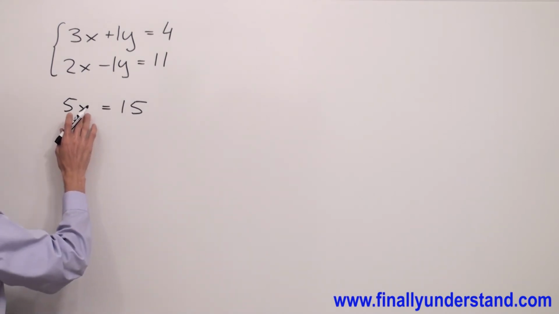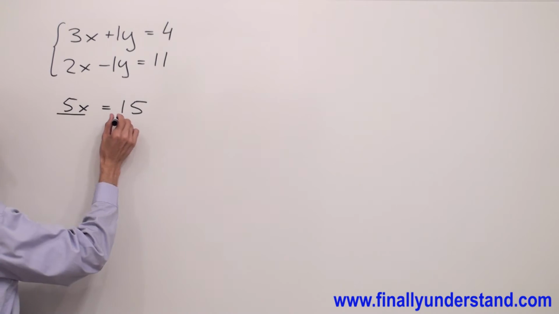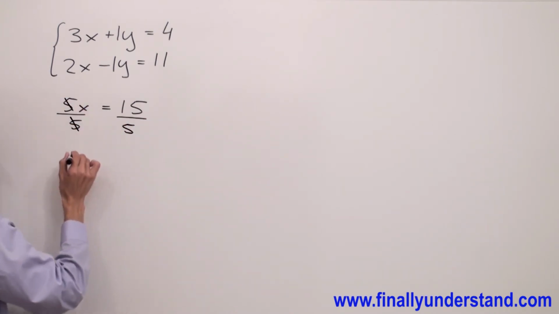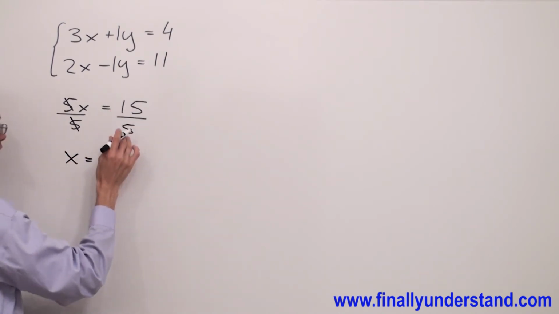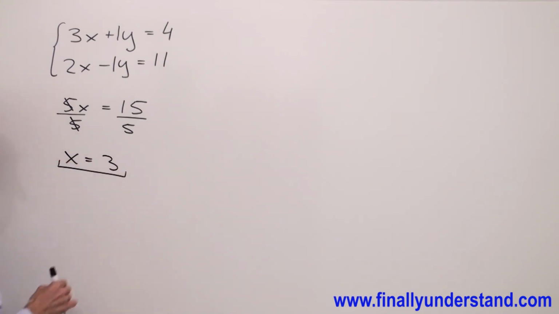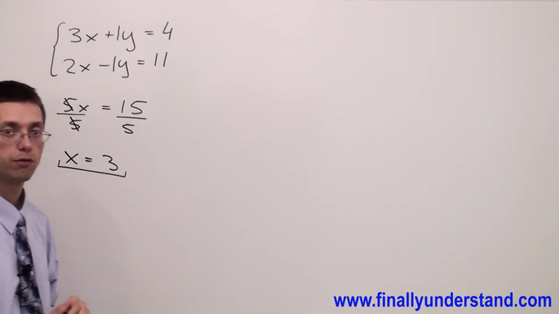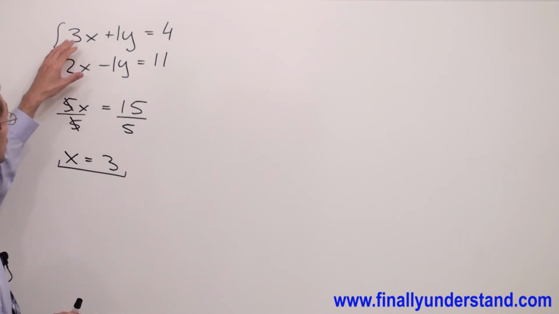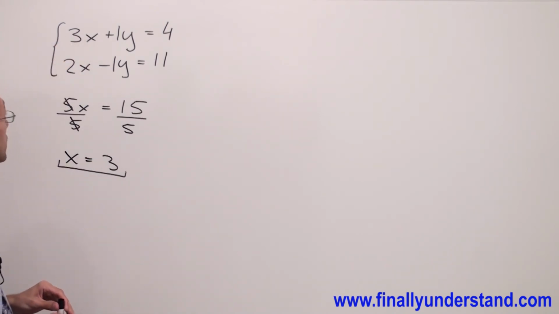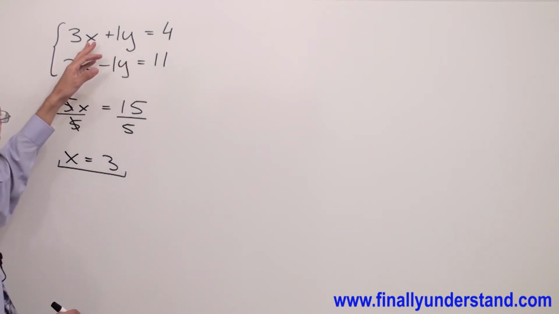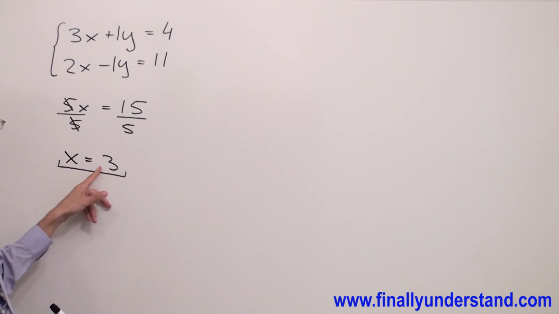In order to find x, I have to divide both sides of this equation by 5. 5 and 5 will cancel out. I have x is equal to 15 divided by 5, which is equal to 3. I found my x coordinate. If I have x, I can find y very easily. You're supposed to take one of these two equations and solve that equation for y, replacing x by 3 in this case.